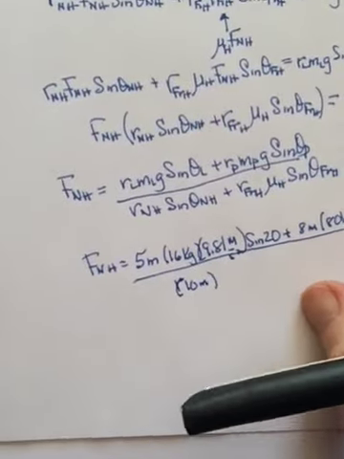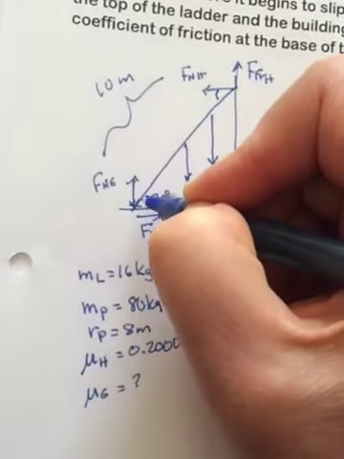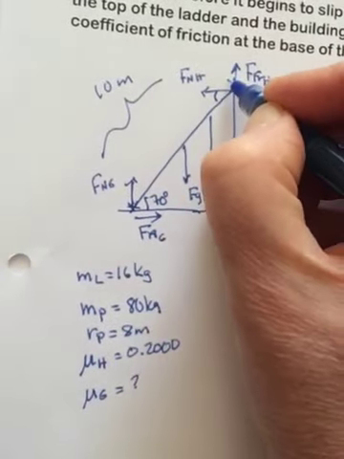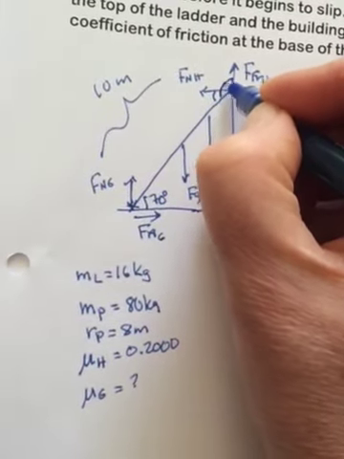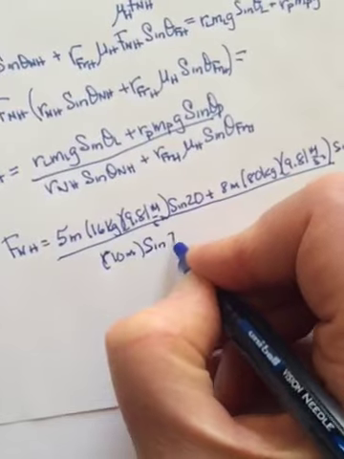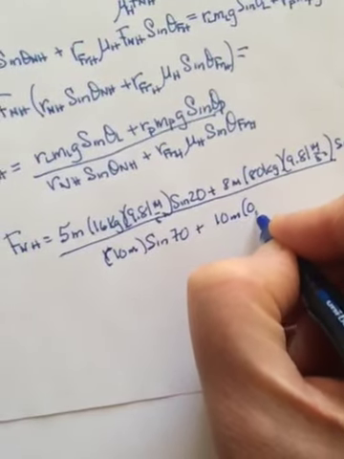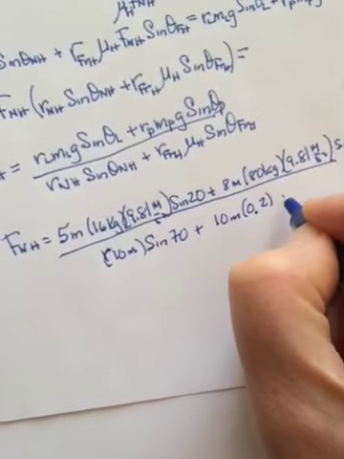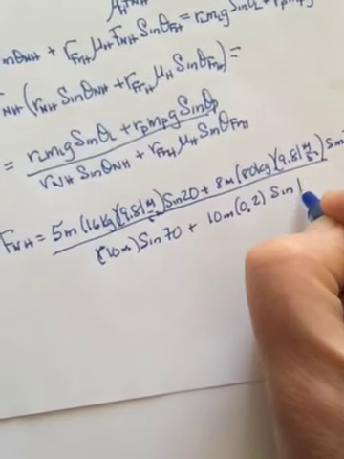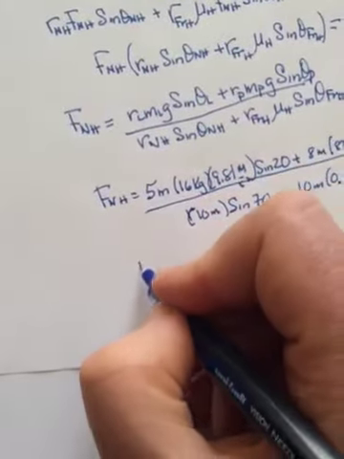The angle for normal of the house. This is 70, this is 70. And now the other angle is going to be this whole thing. So it's going to be 70 plus 90 when we get there. Okay, so sine of 70. R is still going to be 10 meters. Mu was 0.2. And this angle will be sine of 160. Carefully punch this into your calculator.